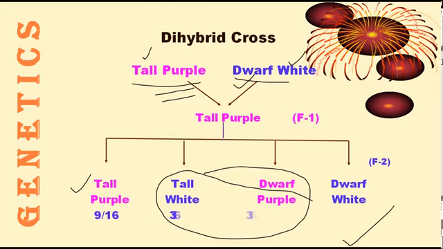Now what is their ratio? Tall purple are 9, tall white 3, dwarf purple 3 and dwarf white 1. So the ratio is 9 is to 3 is to 3 is to 1. And the recombination ratio is 3 is to 3, whereas the parental types are 9 is to 1.